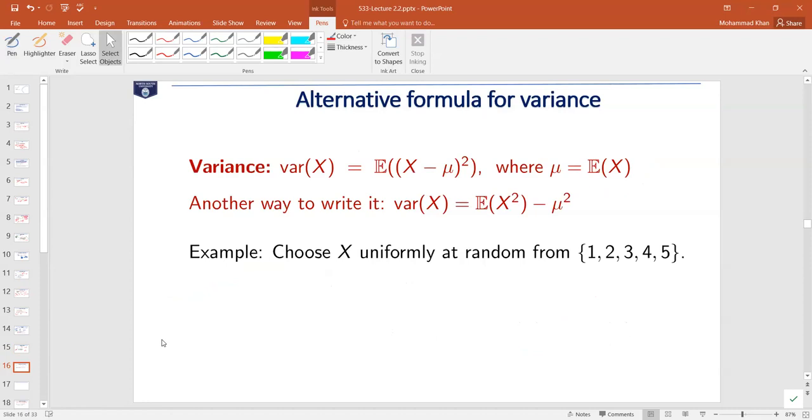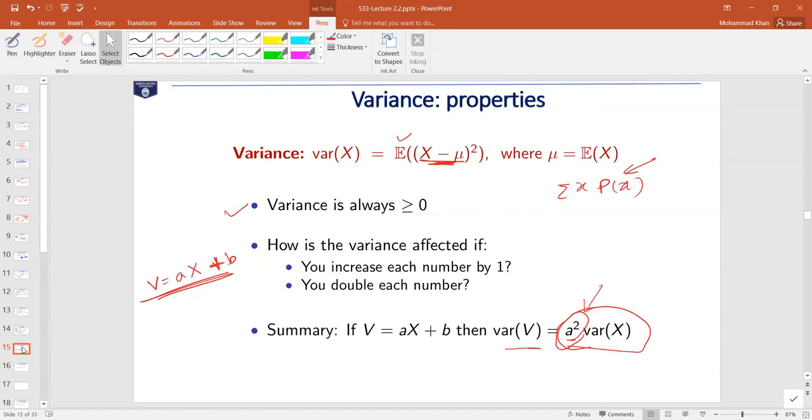To calculate variance, we can use two formulas. So, summarizing it up. I don't understand. Can you repeat the summary? This one. Yeah, this slide.